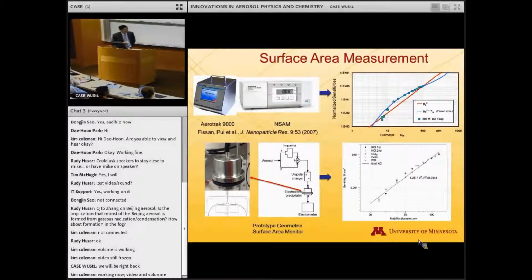During the last couple of years, we did try to do that. What we did was to incorporate an electrostatic precipitator in between the unipolar charger and the electrometer. We found that under certain conditions, it is possible to obtain the truly geometrical surface area as a function of mobility diameter. Now we are looking at whether we can apply this to measure the surface area of agglomerates.